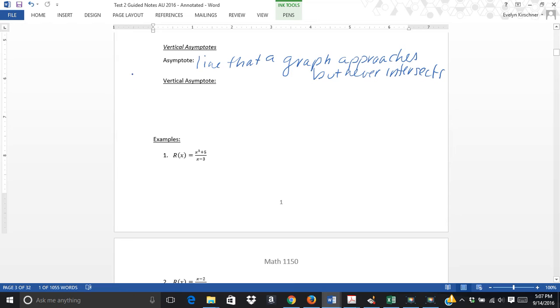Well, a vertical asymptote is a vertical line that a graph approaches but never reaches. So the way we define it, we say as x approaches some number c, if my rational function r approaches infinity, then we say the line x equals c is a vertical asymptote.